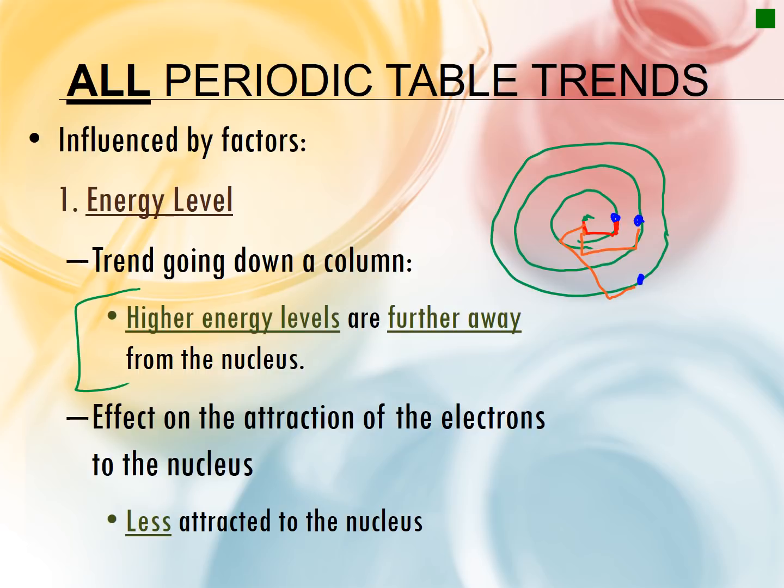So when I'm talking about attraction, I like to think of magnets because we see magnets all the time. And what's happening with these energy level changes is that we are separating our magnets more and more and more. So the greater the distance that these magnets are from each other, the less attracted they are to one another. So the valence electron compared to the one in the first energy level is less attracted because it's further away.